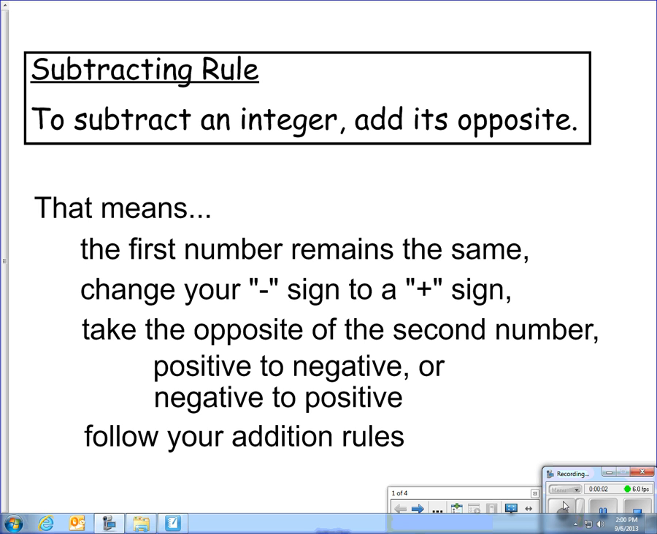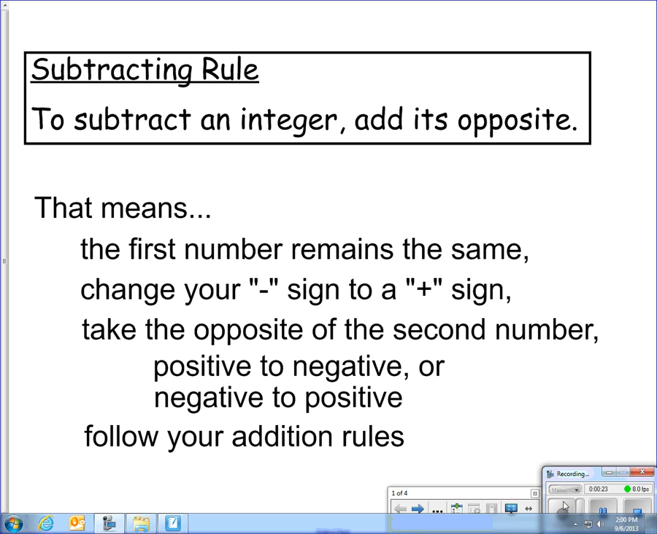Okay, here we are on our next video, subtracting integers. Subtracting integers is actually very similar to adding integers. So all we are going to do is go over the one new rule that we have. And our subtracting integer rule is what's in the box right there.